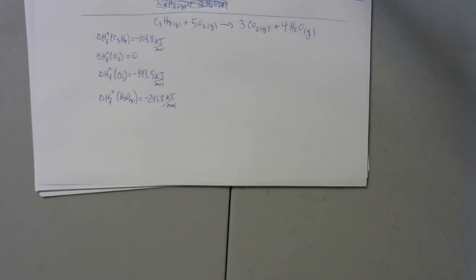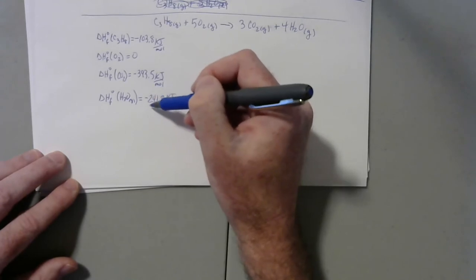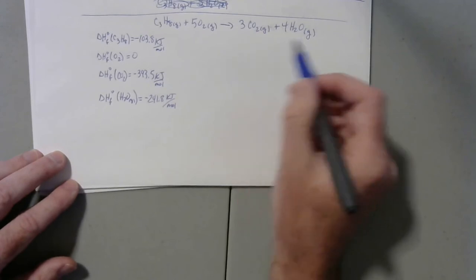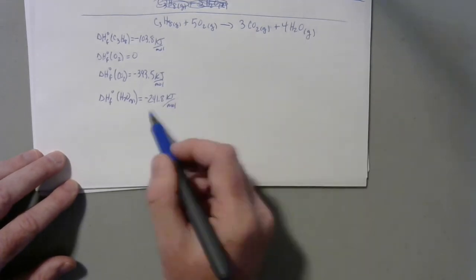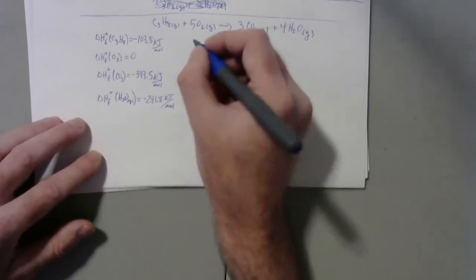All right, so let's look at this and see if we can get some calculations. Again, I have pulled the values out of the table for you. Make sure you pull the right value, because this is water in the gas phase, not water in the liquid phase. And there are values for both in the table, so make sure you're getting the correct one. Past that, we just plug and chug.